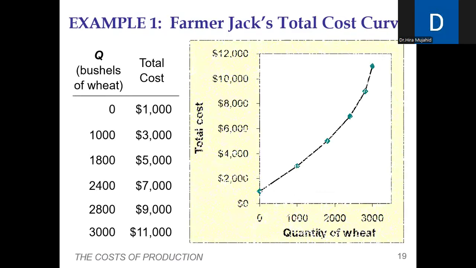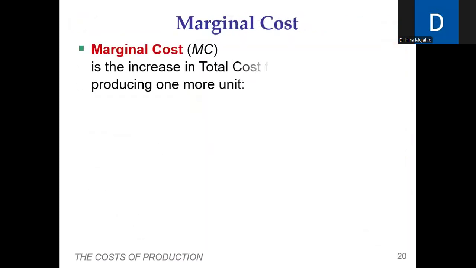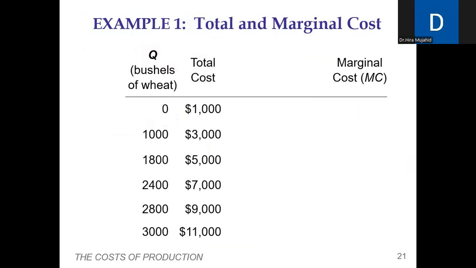Now we are moving toward the slope, and the figure of total cost is upward sloping. It increases with an increasing rate. It is increasing, not decreasing. As output increases, cost increases.